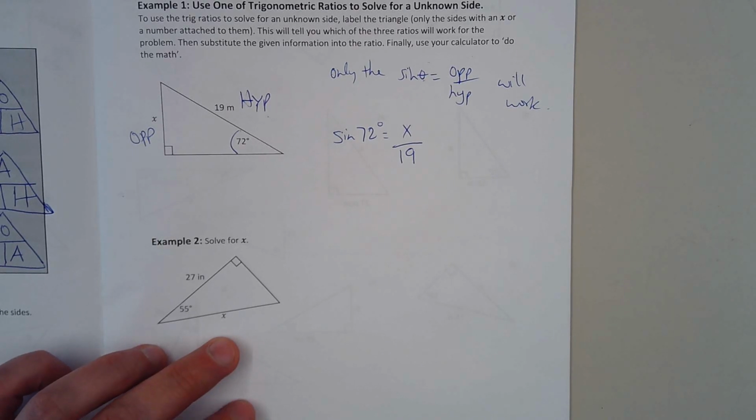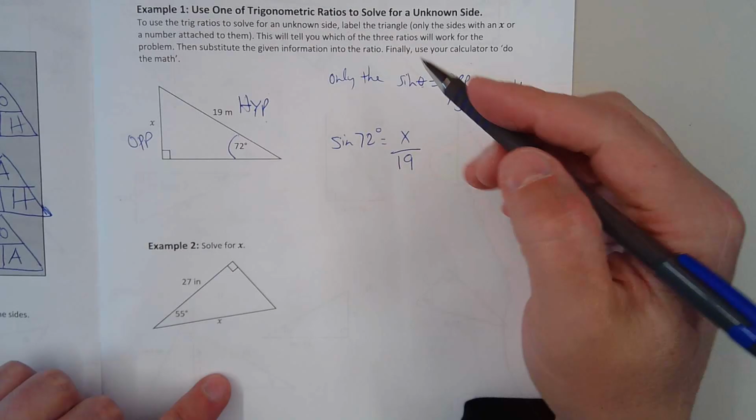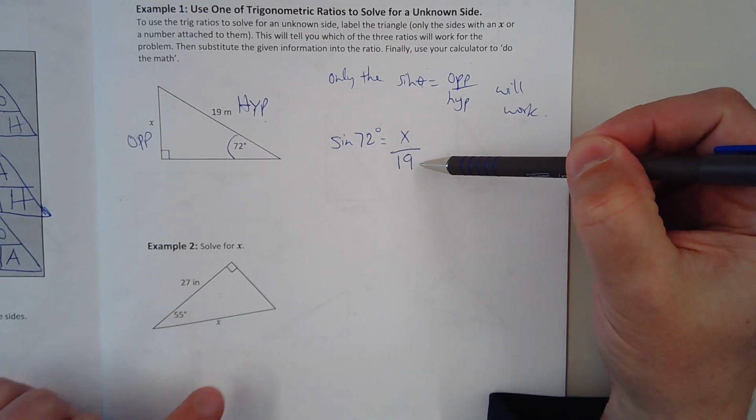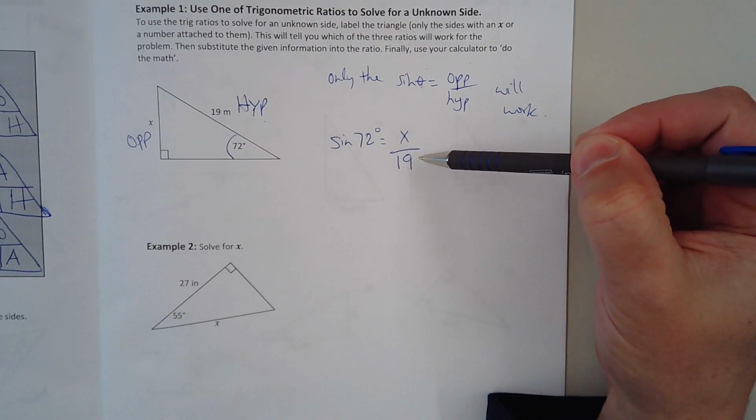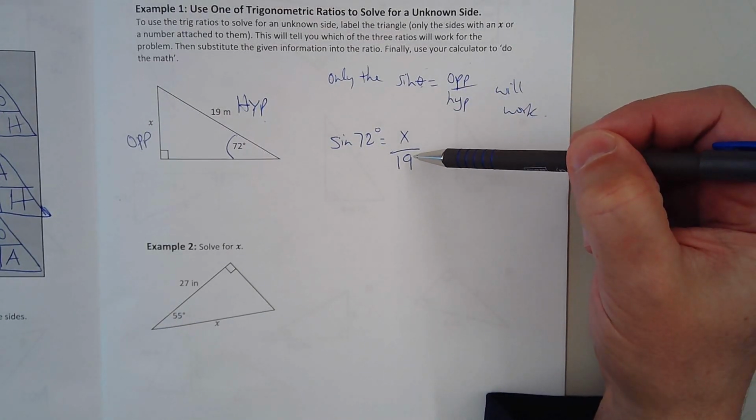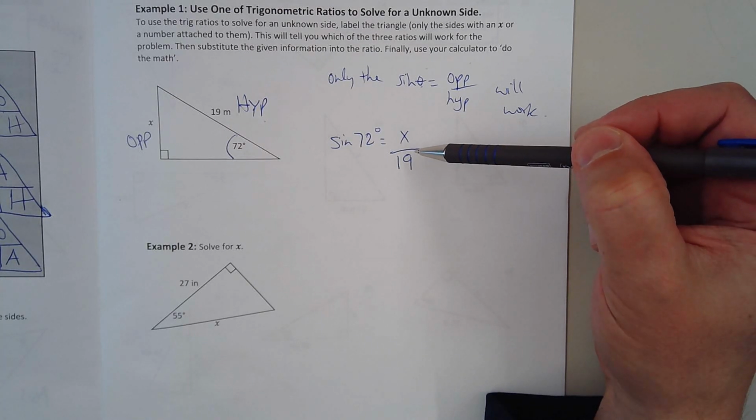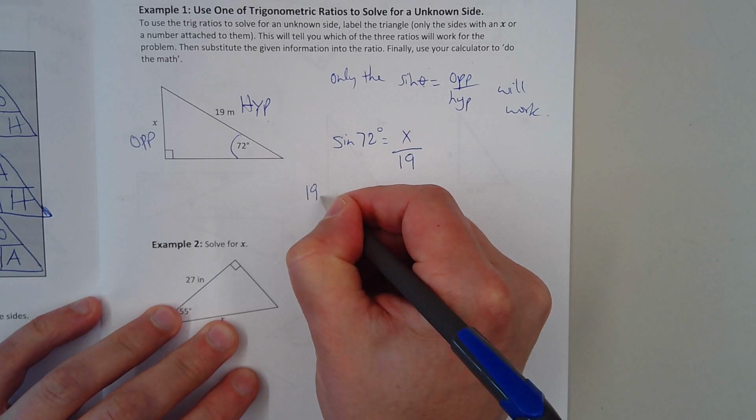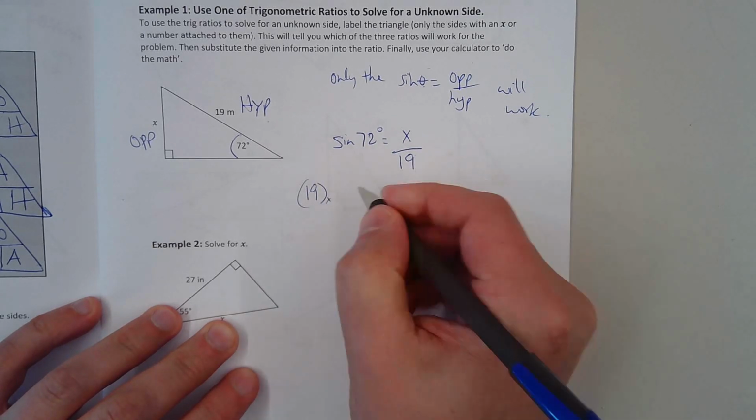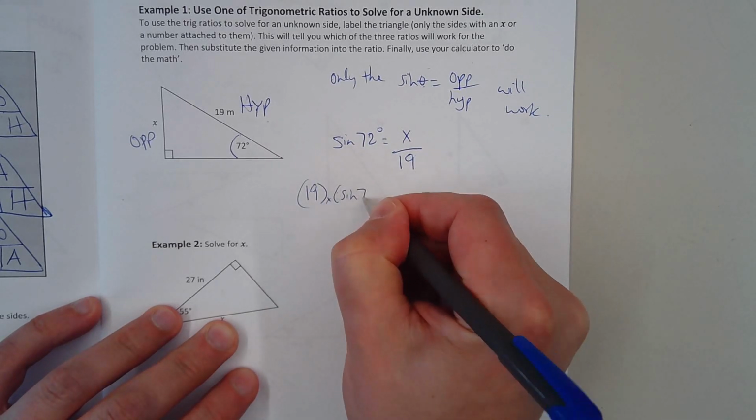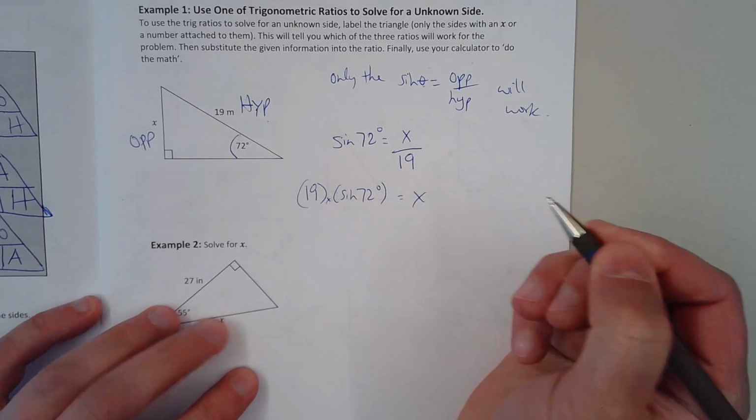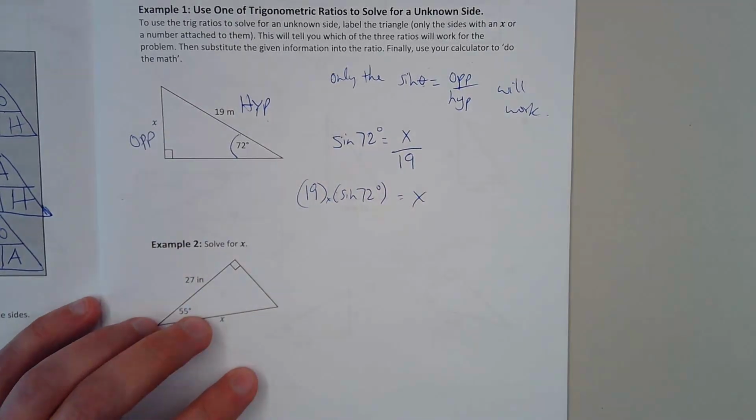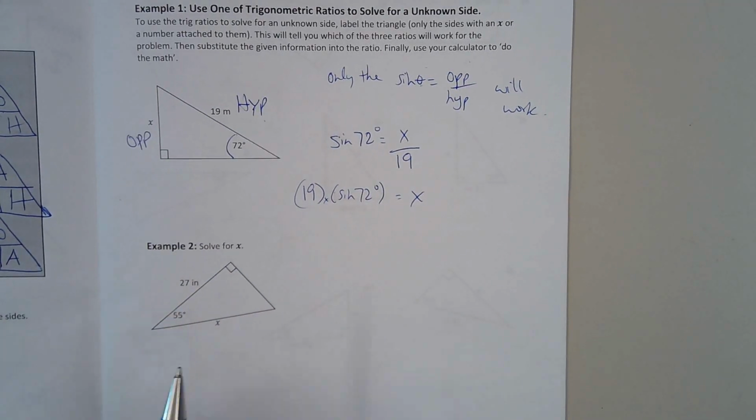Now we need to solve this. X is being divided by 19, and I'd rather have x by itself. Well, how do I undo division? Multiply. So I could write 19 multiplied by the sine of 72 degrees, and that will give me x.